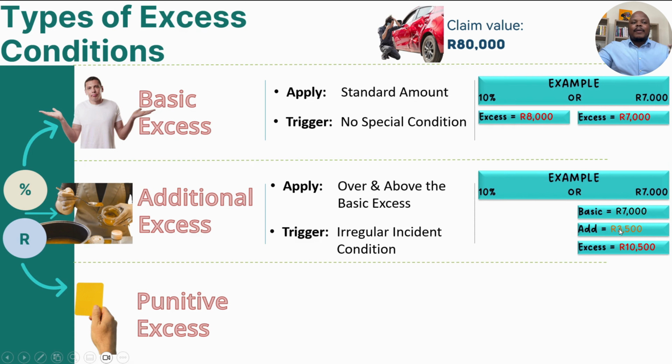And the same thing applies in percentage. There might be percentage plus the fixed, or there might be percentage plus the percentage. So let's look at the example whereby your additional excess is 5%. That means you will pay 8,000 rand, which is the 10% of your total loss from the basic, and they will add another 5%, which is 4,000 rand, 5% of the same loss. Therefore, it means that your total excess will be 12,000 rand.